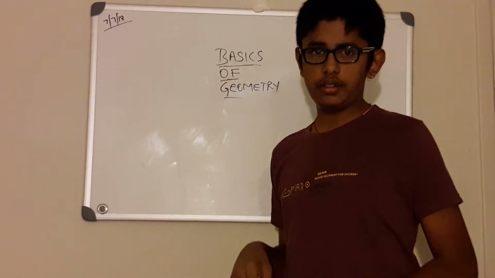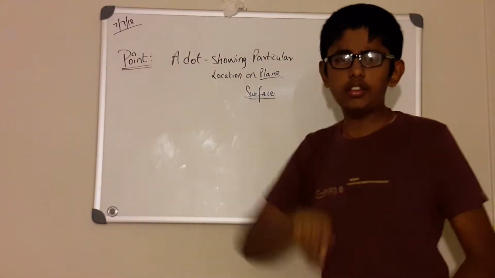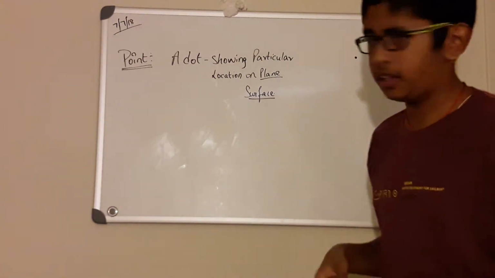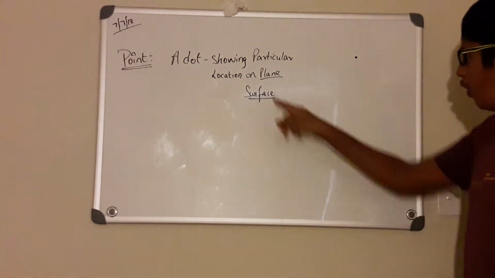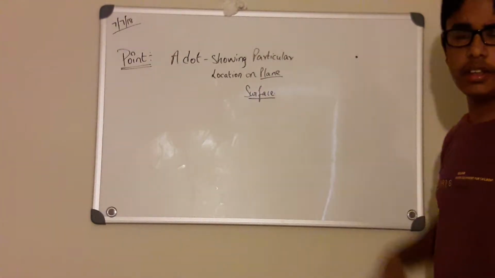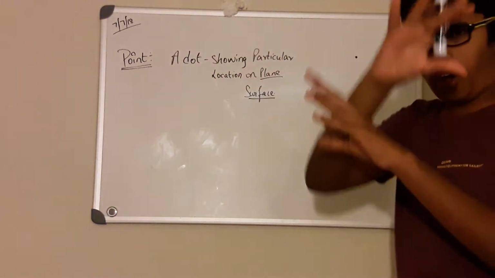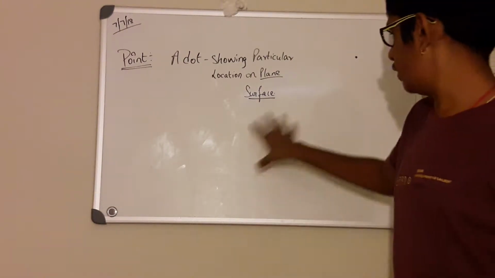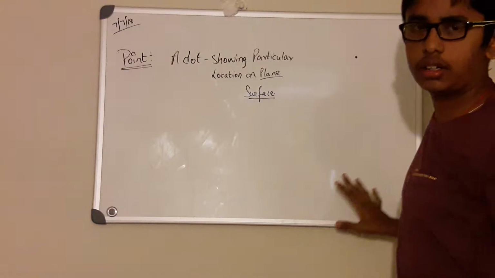Let's start with the point. A point is a dot which shows a particular location on the plane surface and is represented like this. It's a normal dot. What do you mean by the word plane surface? Plane surfaces are the surfaces which extend infinitely in all directions. You can imagine this is a big plane with a point. It can extend to infinity in all directions.